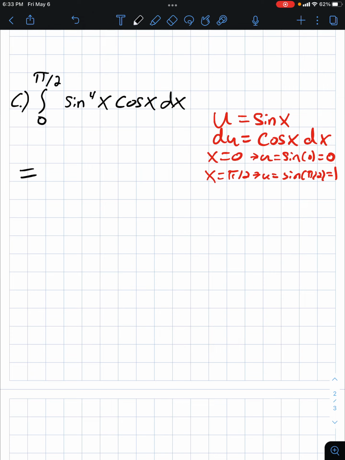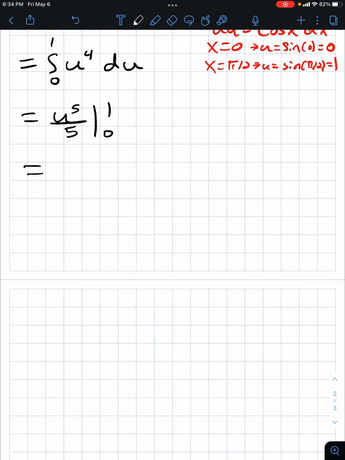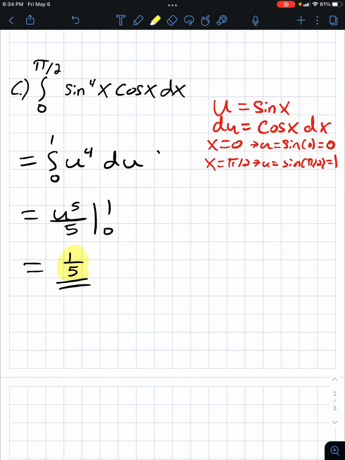So our integral is going to be equal to the integral from 0 to 1 of u to the 4th du. If we take the integral of that, this is going to be equal to u to the 5th divided by 5 from 0 to 1. 0 is going to give us 0, so this just becomes 1 divided by 5. That will be our answer for part C. And so the definite integral from 0 to pi halves of sine to the 4th of x times cosine of x dx is equal to 1/5.